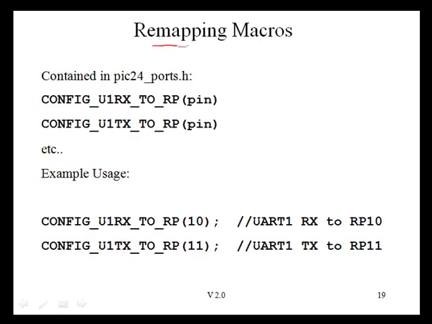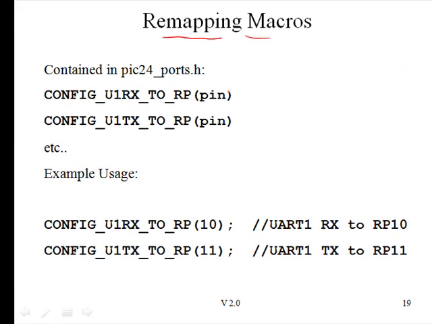We have provided some macros that make using these remappable pins easier. These are contained in PIC24_ports.h, and they have the general form of CONFIG underscore some internal input or output name, underscore RP, followed by the pin number that you want to map this internal input or output to.